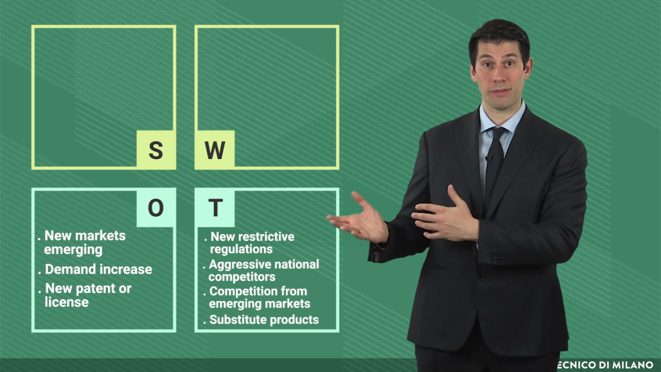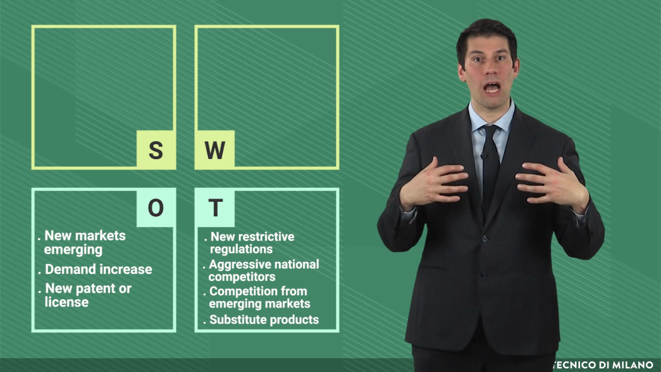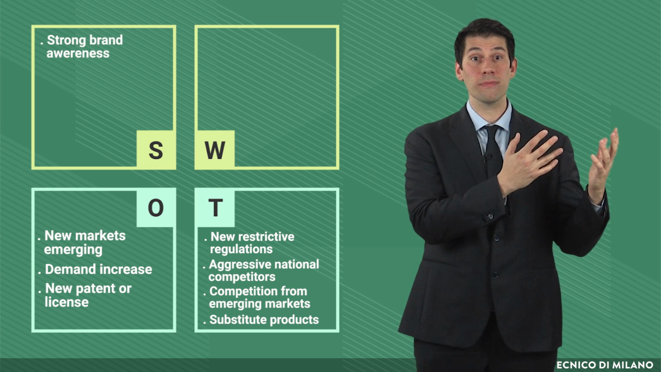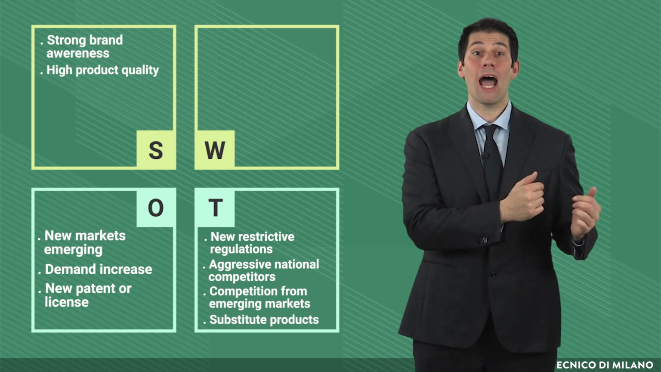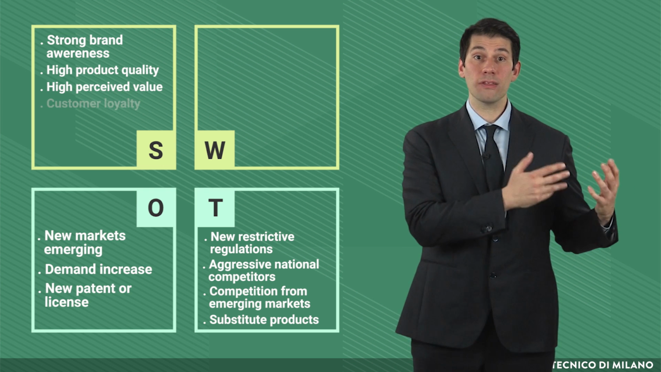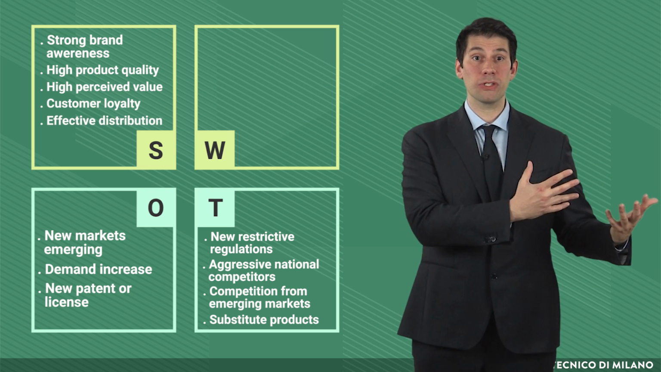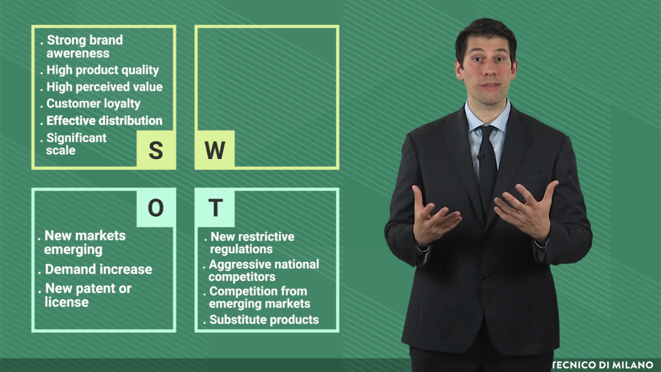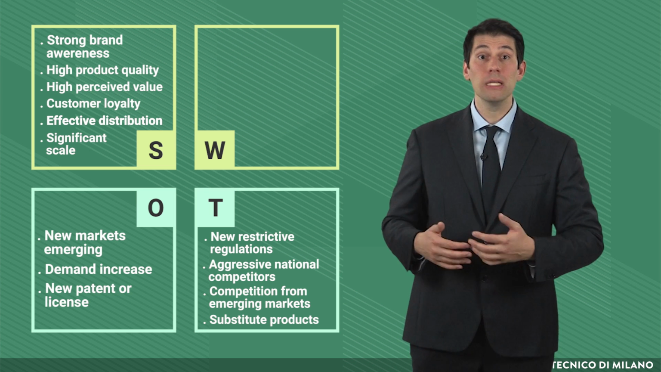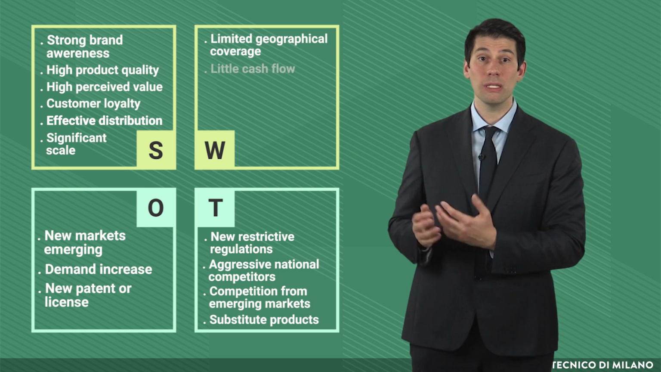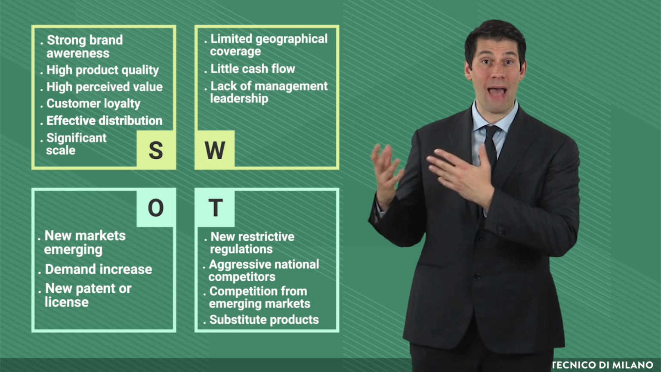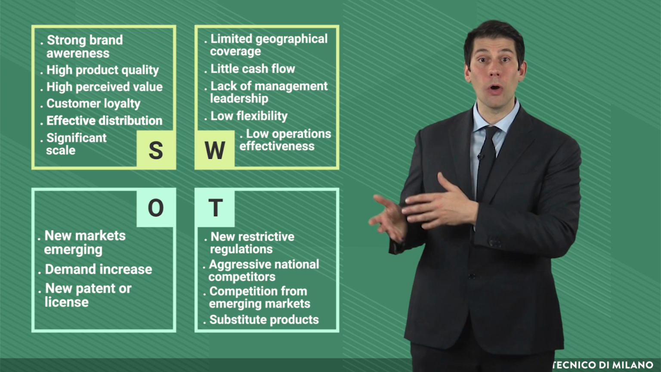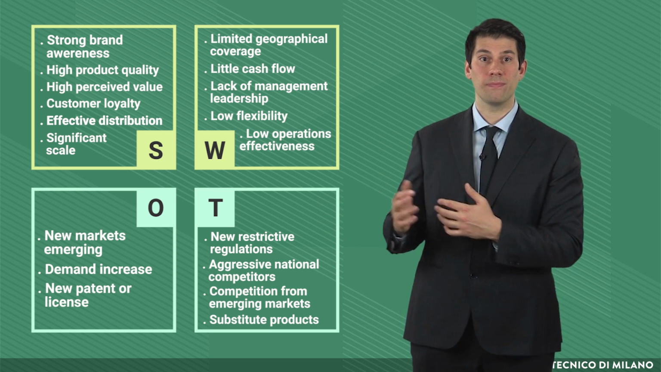and substitute products. Moving to the inside of the company, its strengths lie in strong brand awareness, high product quality, high perceived value, customer loyalty, effective distribution, and significant scale. The company also has weaknesses compared to competitors like limited geographical coverage, little cash flow, lack of management leadership, low flexibility, and low operations effectiveness.